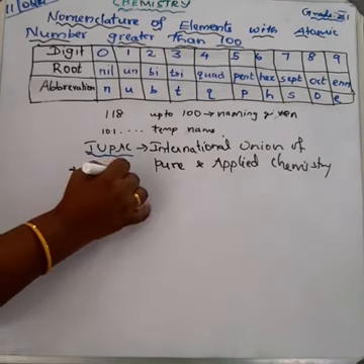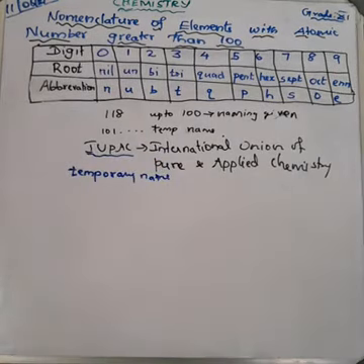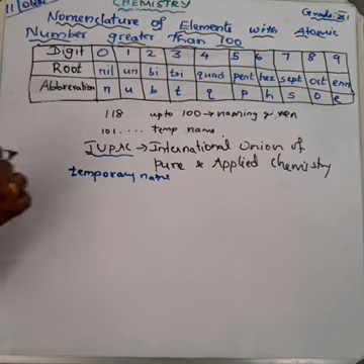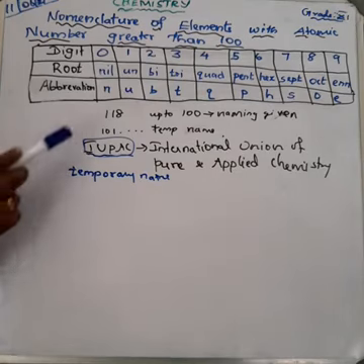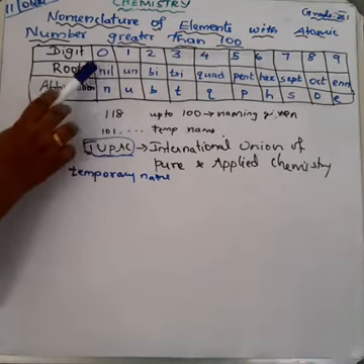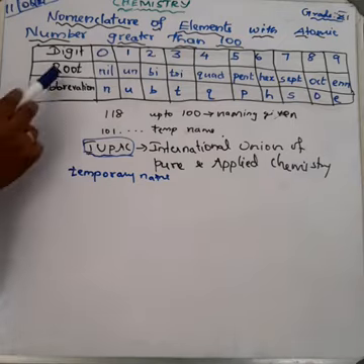IUPAC gives clear rules for the temporary nomenclature of new elements. What are the rules? The first rule is that the name is derived directly from the atomic number of the new element using the numerical roots.